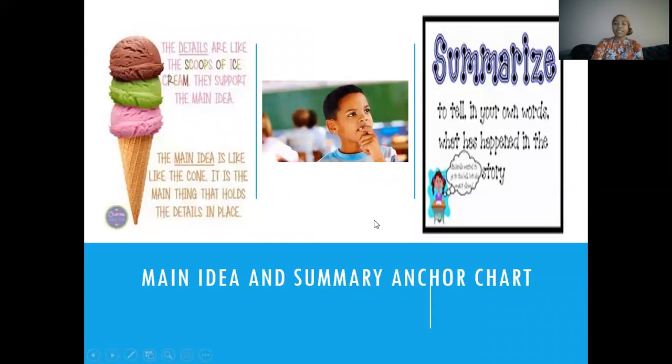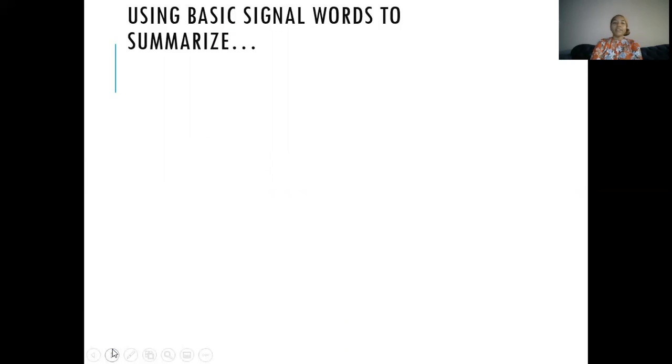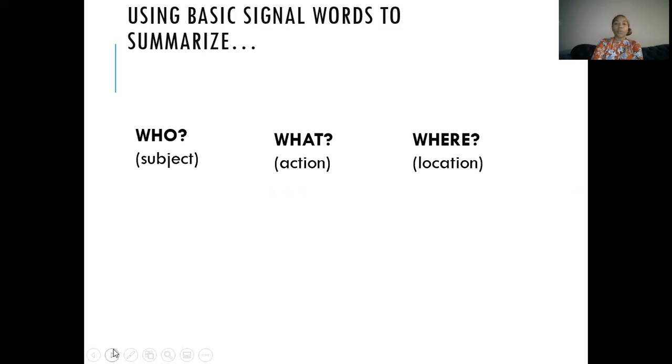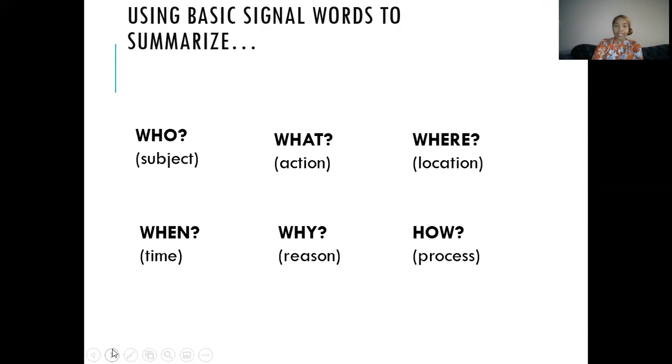Here are our anchor charts. Remember, when we summarize, we tell in our own words what happened in the story or text. Here are some basic signal words that I use when I summarize. Who is the subject? What, the action? Where, the location? When, the time? Why, the reason? And how, the process. If I'm able to answer these things, I have written a summary.